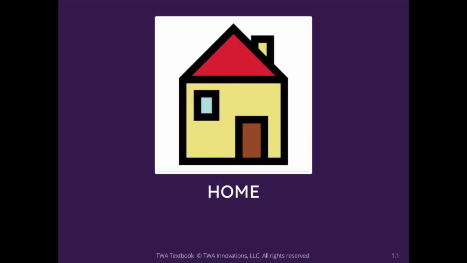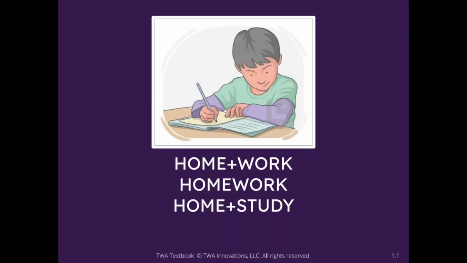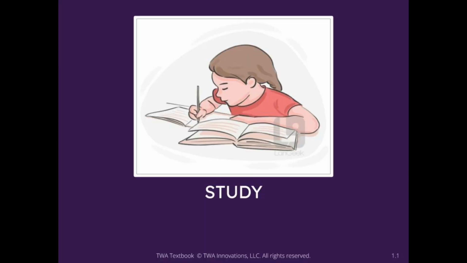Alright, now we're back for vocabulary number 10, online class signs. Some important signs that we're going to start using going forward. The sign for home, where you eat and where your bed is, where you eat and kiss your mom on the cheek. Home, work, homework.